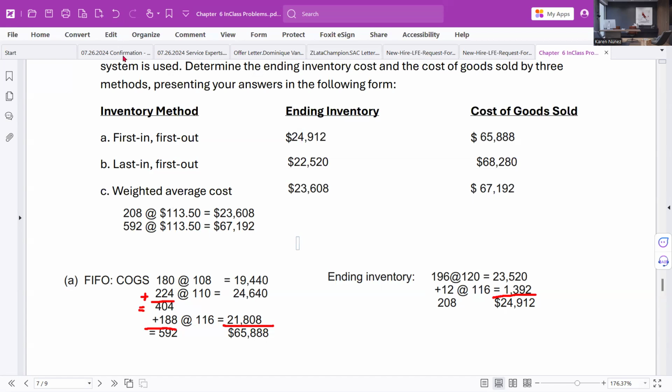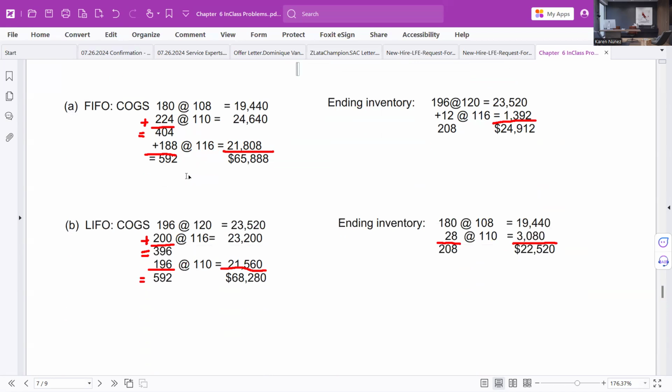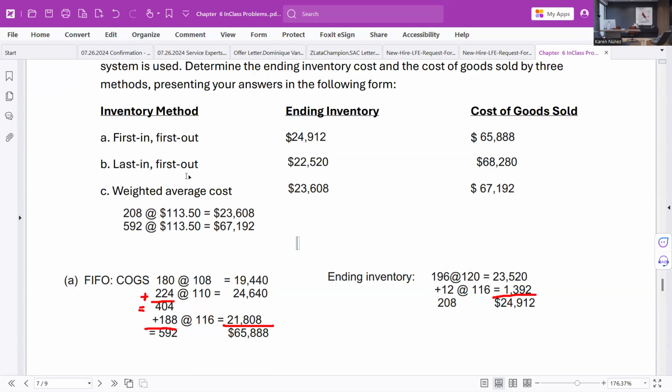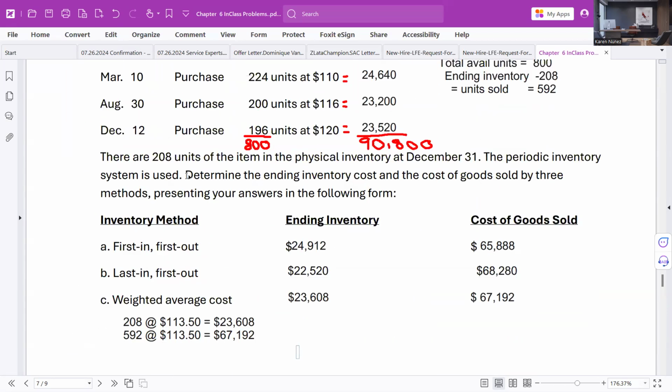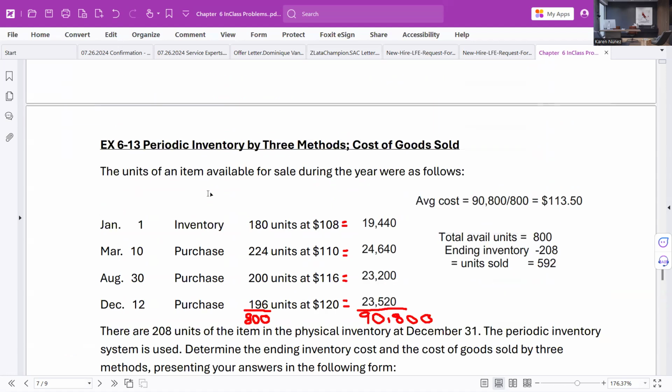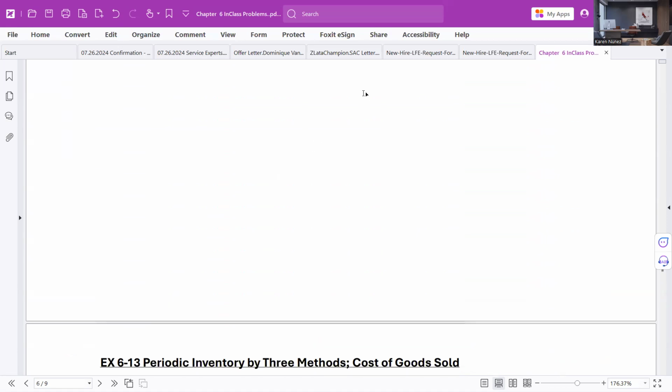And that's about it. I think that's enough for our problem solving session. The best way to learn this is by working through these problems and making sure that you're able to get to ending inventory and cost of goods sold numbers. I'll see you in the next chapter, chapter 8.